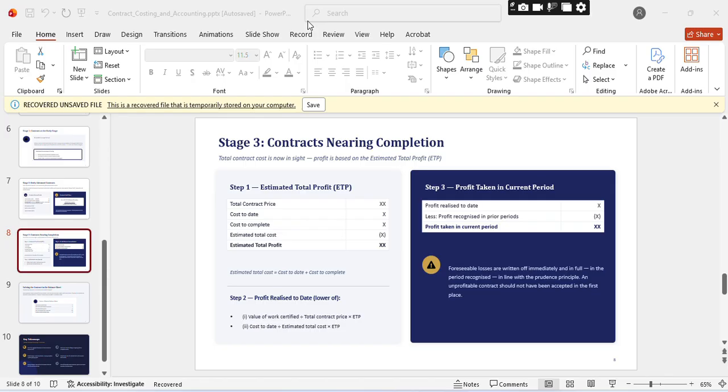So in our subsequent video, we're going to be doing some workings or calculations in regards to how to determine all these steps, using the figures that are at our disposal. Okay, and also for step 3, for you to determine the profit taken in current period, you have to determine the difference between what? The profit realized to date and the profit recognized in prior periods.